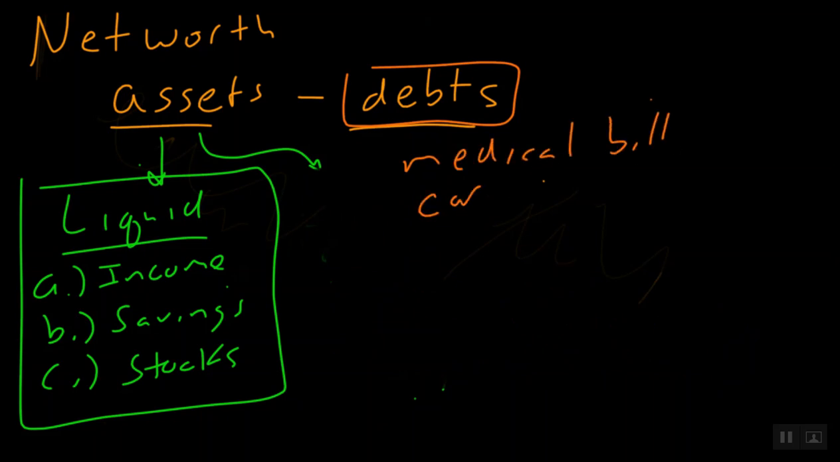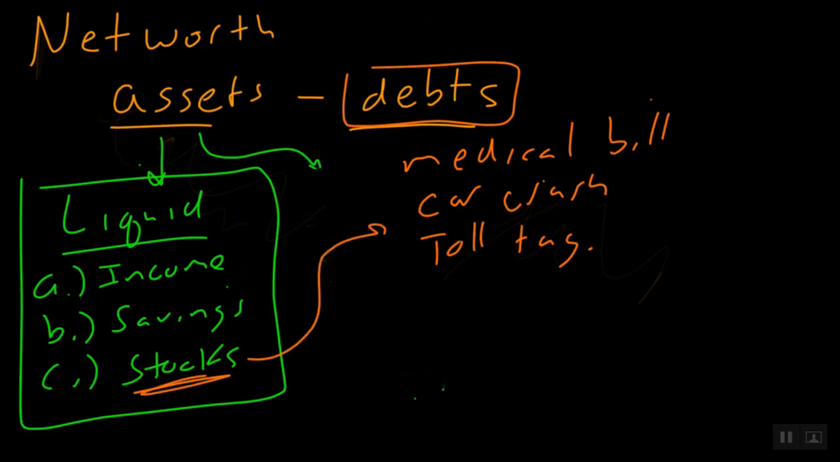You could be in a car crash and need a new car, or need a down payment for a new car. Let's say your toll tag could come in, and hey, guess what? You owe the toll tag company $16. Where would you ideally want to pull money from? Would you want to sell stocks to cover these debts? Well, the answer is no.